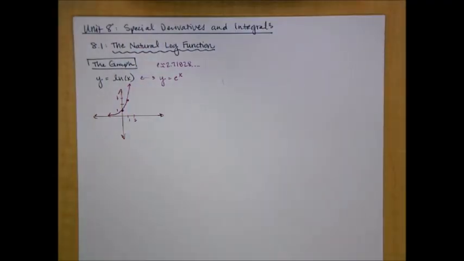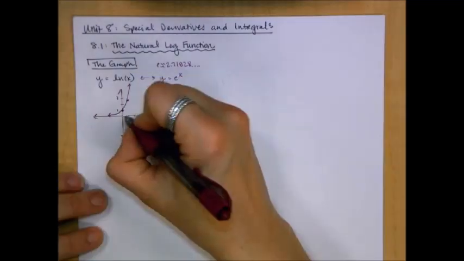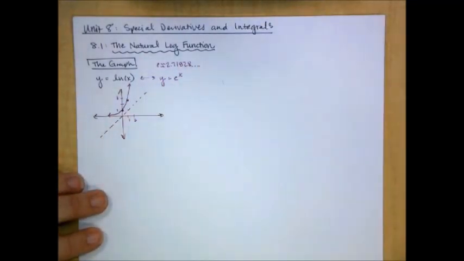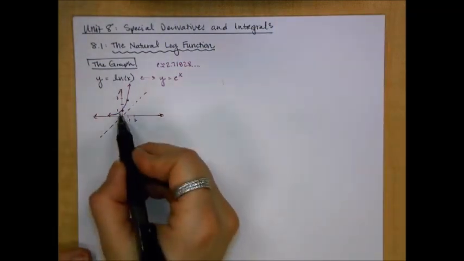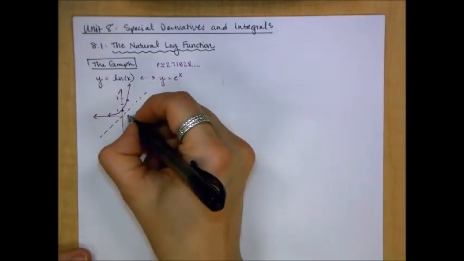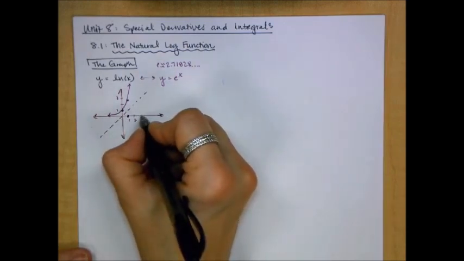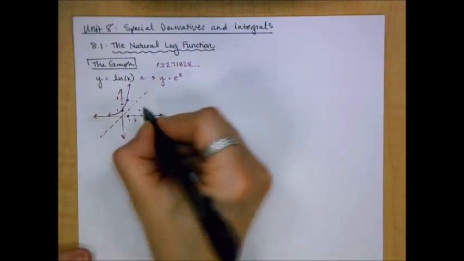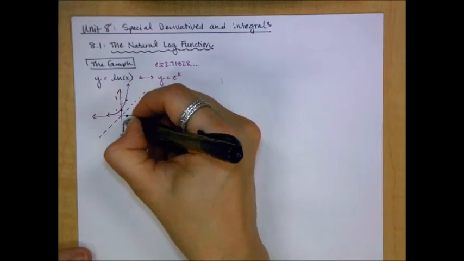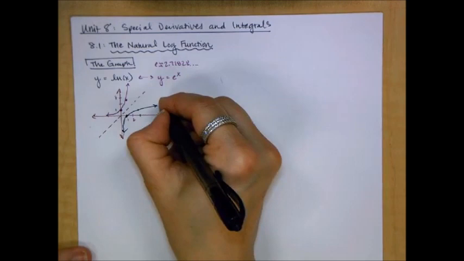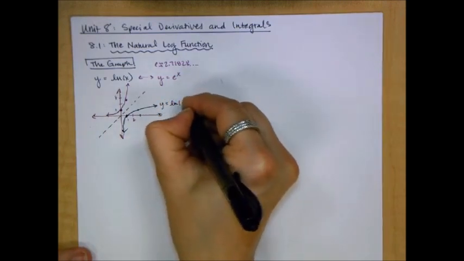Now, because the two are inverse functions of one another, we want to take e to the x and reflect it over the line y equals x. So the point (0, 1) becomes (1, 0), and the point (1, e) becomes (e, 1). And we do this with all their coordinate pairs. And we end up here with the natural log of x.